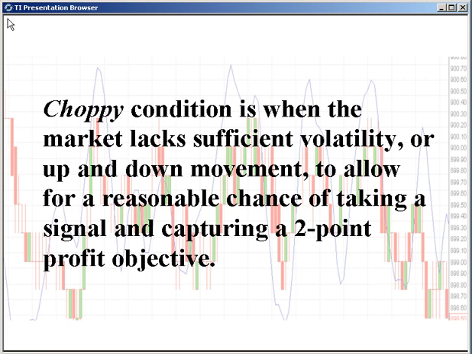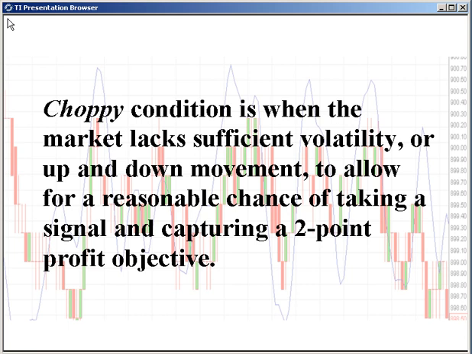First, let's start with the definition of choppy. Choppy condition is when the market lacks sufficient volatility or up and down movement to allow for a reasonable chance of taking a signal and capturing a 2-point profit objective.